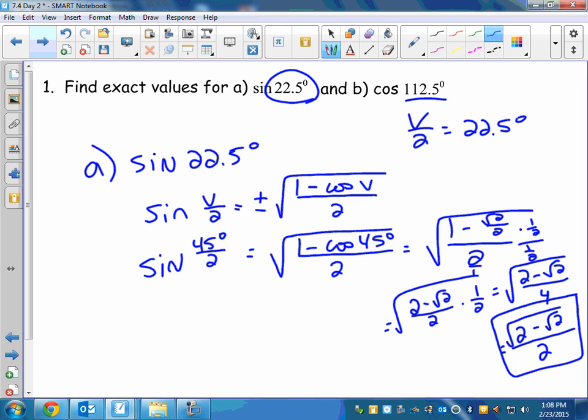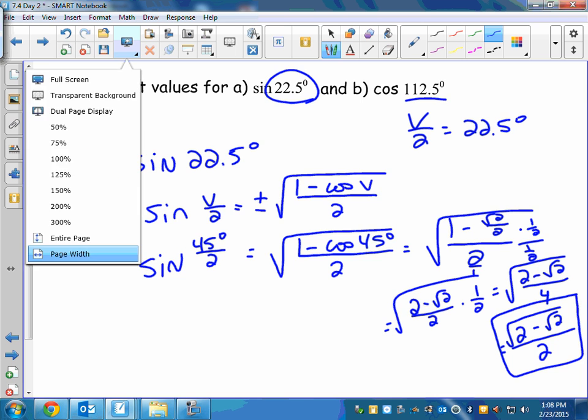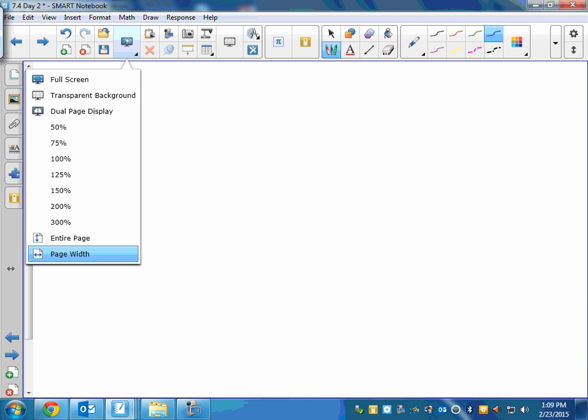What's 12 and a half? 225. Is that a multiple of 45 degrees? I think it is, isn't it? Yeah. It's like halfway in quadrant 3. So I'm going to double page this. Actually, add a page and then a double page.